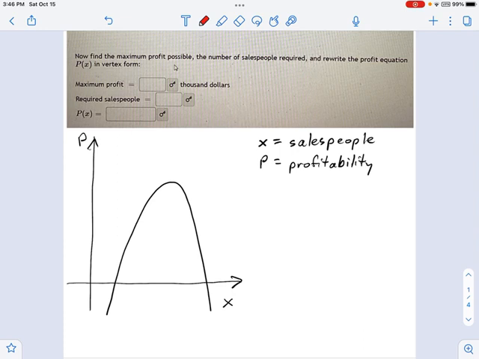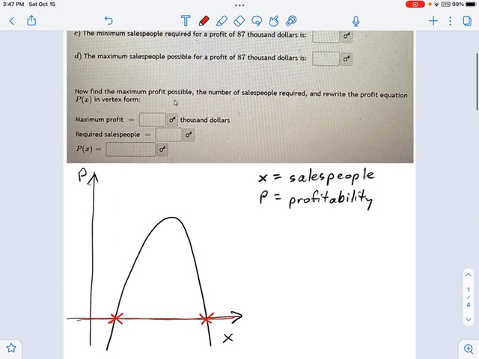So I'm going to draw a line at P equals 0 going straight across. And I want to know where are these x-intercepts, essentially. I want to know where does the line, the red line of profitability, intersect with my equation. And you may be more familiar with the idea of x-intercepts. That's essentially all we're doing here.